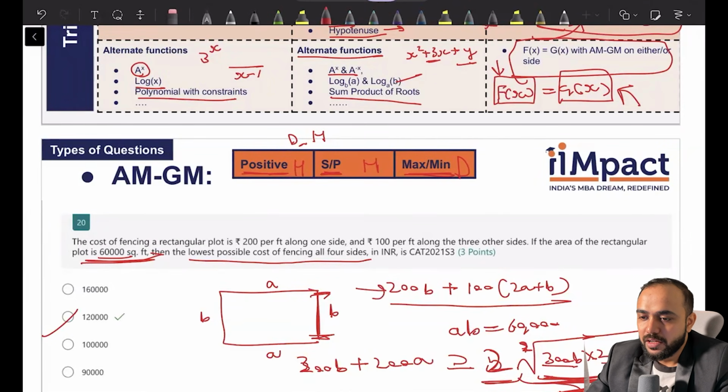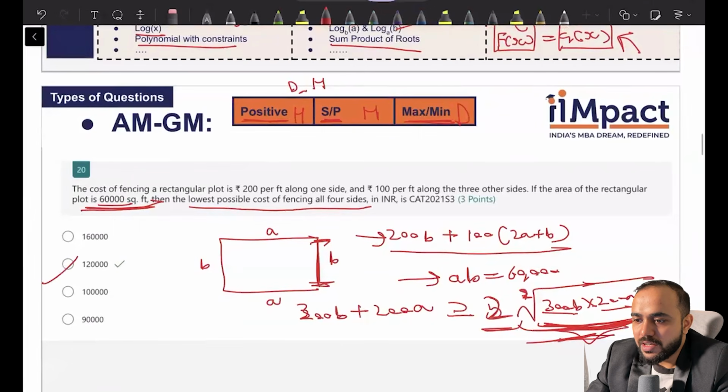Once you know AMGM is going to get applied, it is pretty easy. You just write what is given to you, write the constant term, and then you rearrange it in the AMGM format. Clear on this? So positive hint hidden, sum product hidden, but max minimum was a giveaway here. Can we move ahead? Apart from this, obviously, I covered this in your common AMGM situations also, right? The second slide where we saw which are the common AMGM situations. So area perimeter, it's a common thing.